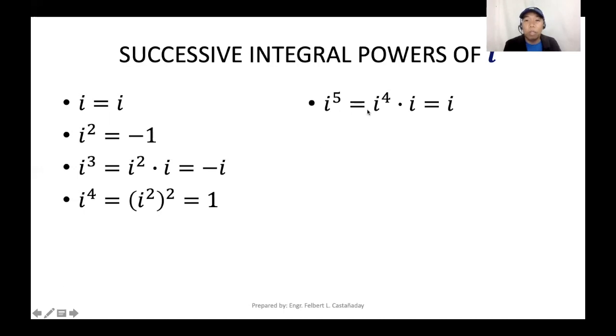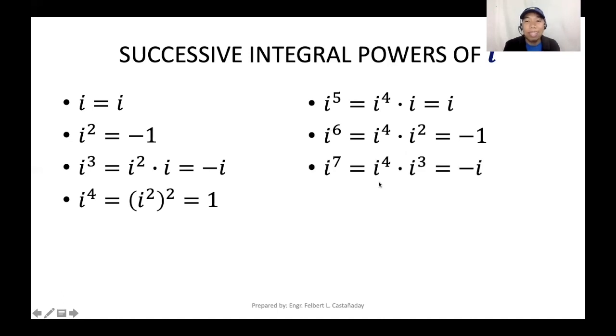Now, i raised to 5 is equal to i raised to 4 times i, and you know that i raised to 4 is equal to positive 1. So 1 times i is equal to i. i raised to 6 is equal to i raised to 4 times i squared, and i raised to 4 is 1, i squared is negative 1. So 1 times negative 1, we have negative 1 as the answer. i raised to 7 is equal to i raised to 4 times i raised to 3. i raised to 4 is 1, i raised to 3 is negative i, so multiplying, it results in negative i. i raised to 8 is equal to i raised to 4, squared. i raised to 4 is 1, and 1 squared is equal to positive 1.